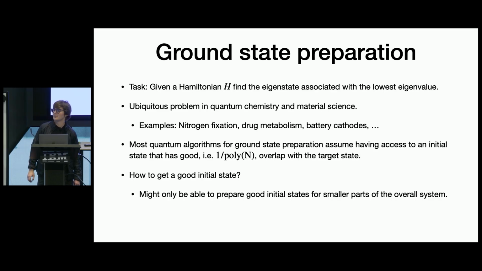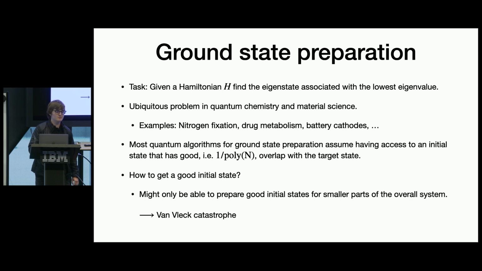Oftentimes, you might be able to prepare a good initial state for, say, smaller subsystems of the entire system. Say if you're interested in preparing the ground state of a bunch of interacting molecules, you might have a good initial state for the small parts, for the single molecules. But if you're interested in the ground state of the whole system of interacting molecules, this is less clear. And this is exactly what leads to the Vleck Catastrophe.